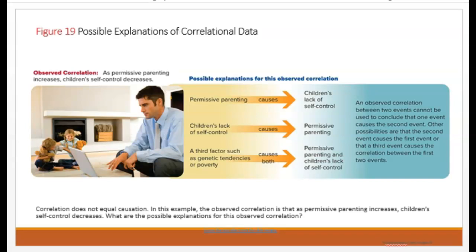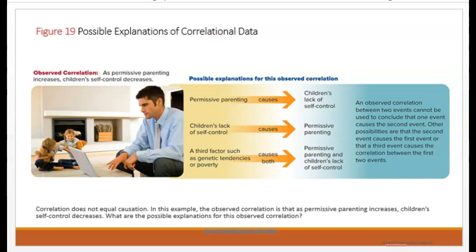Now, if you learn nothing else in this course, please learn this. Correlation does not equal causation. Just because one thing predicts another does not necessarily mean that one thing caused the other. For example, it might be observed that as permissive parenting increases, children's self-control decreases.